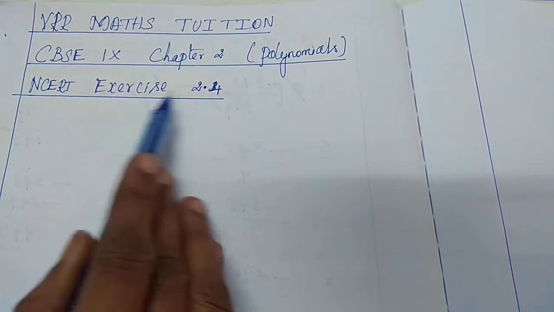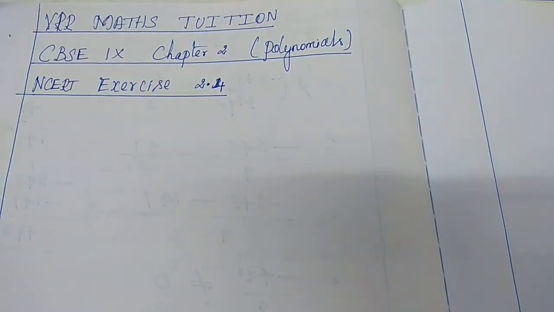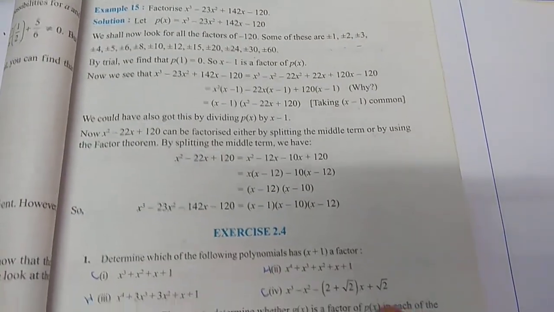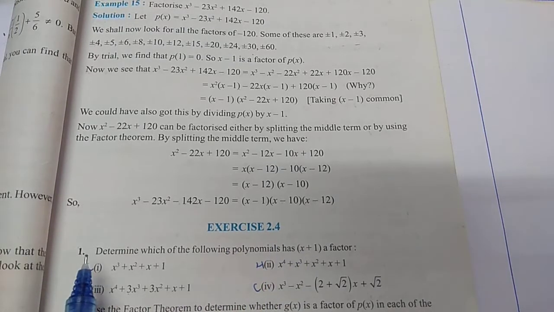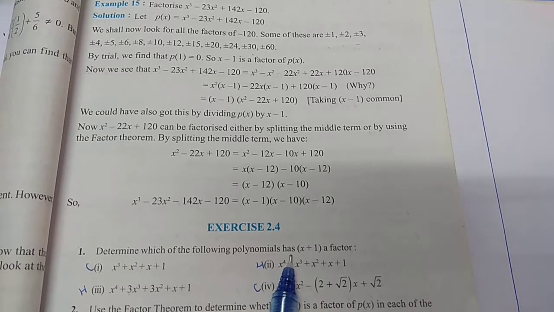NCERT exercise 2.4. Exercise 2.4, question number 1. Determine which of the following polynomials has x plus 1 as a factor. In question number 1, there are 4 divisions.